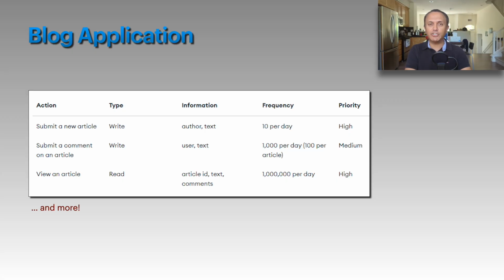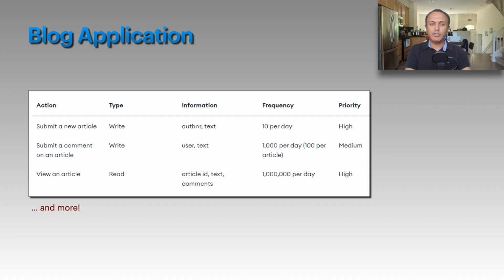So let's see just a simple example. Let's say that the application that we're building or that the customer is building is a blog application. So for a blog application, some of the functionality that they need would be for someone to submit a new article to the blog. So this is a write operation, obviously, because you're adding new data.